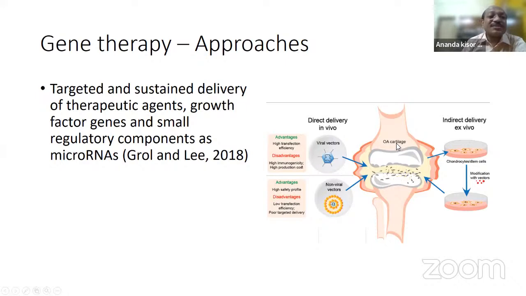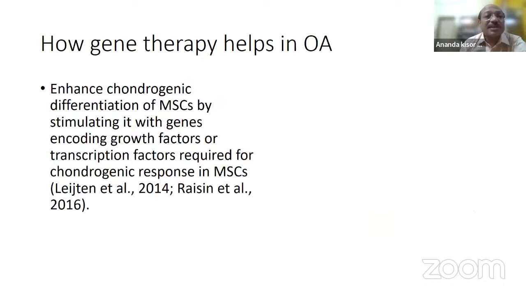It is targeted and sustained delivery of therapeutic agents or growth factor genes, and small regulatory components like microRNA, inside the cells. That is basically gene therapy. So how does gene therapy help in osteoarthrosis? These bioactivated mesenchymal stem cells are genetically changed mesenchymal stem cells. If we transfuse them inside the joint, they enhance the chondrogenic differentiation of the mesenchymal stem cells inside the joint, which will produce the original chondrocytes, original articular cartilage, inside the focal defects of the osteoarthrosis.